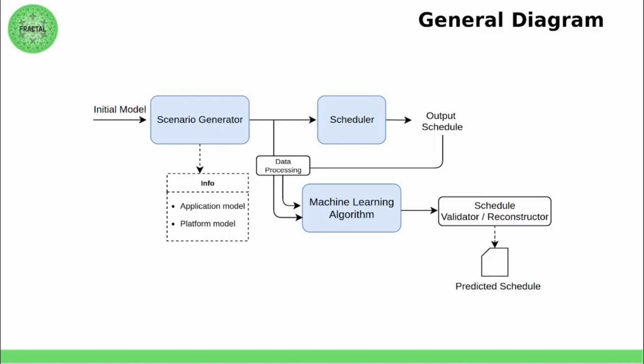The AI scheduling consists of four main components: the scenario generator, the scheduler algorithm, the machine learning model, and the reconstructor. The objective is that, depending on the structure of an initial model formed by different tasks and messages, to provide a predicted schedule that contains the spatial and temporal allocations of the tasks.